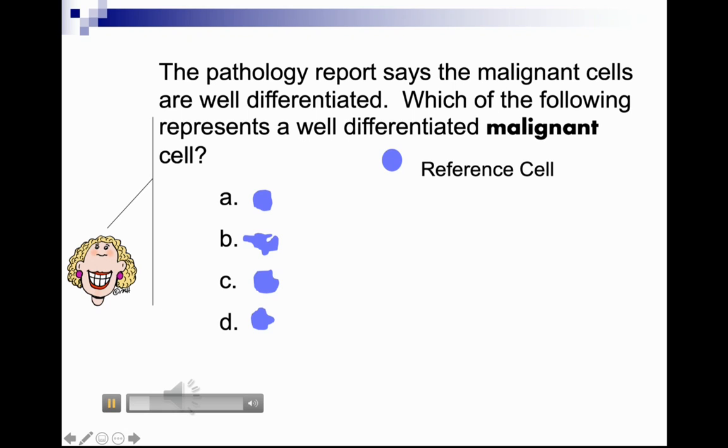The pathology report says the malignant cells are well differentiated. Which of the following represents a well differentiated malignant cell? Use the reference cell for comparison. Remember that a well differentiated malignant cell looks a lot like the cell it was supposed to be. So A looks a lot like the cell it was supposed to be. It doesn't function like the cell it was supposed to be.